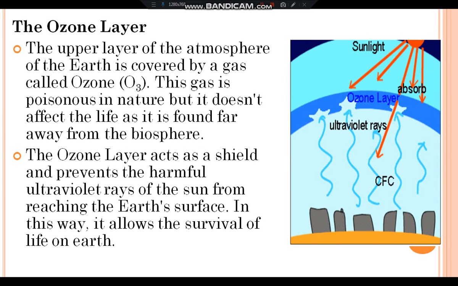The ozone layer. The upper layer of the atmosphere of the earth is covered by a gas called ozone, O3. This gas is poisonous in nature, but it doesn't affect life as it is found far away from the biosphere. The ozone layer acts as a shield and prevents the harmful ultraviolet rays of the sun from reaching the earth's surface. In this way, it allows the survival of life on earth.